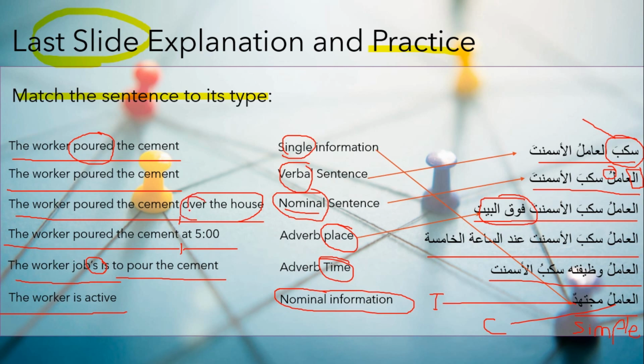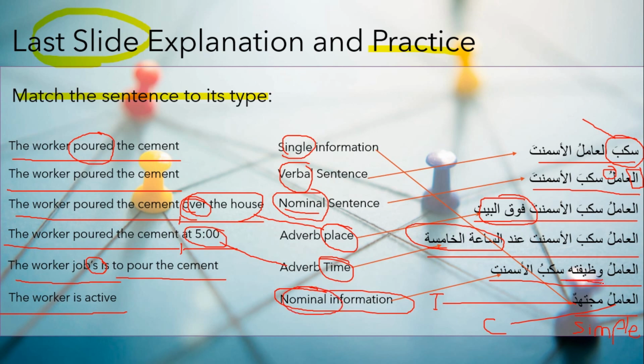See? العامل سكب الأسمنت. The translation for the nominal sentence here, العامل سكب الأسمنت, has the same order as the English translation. العامل سكب الأسمنت فوق البيت. Over the house. Adverb place. العامل سكب الأسمنت عند الساعة الخامسة. It's a time. We're talking about time, and it's a time mentioned in the sentence.